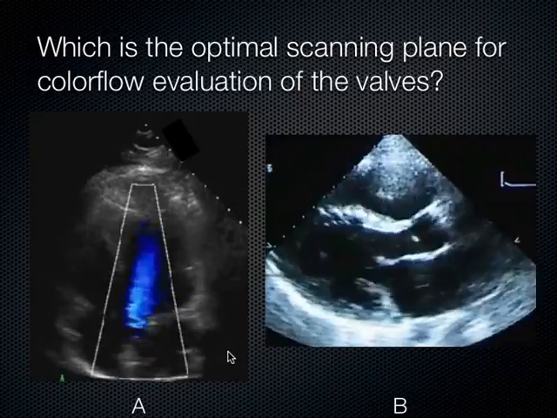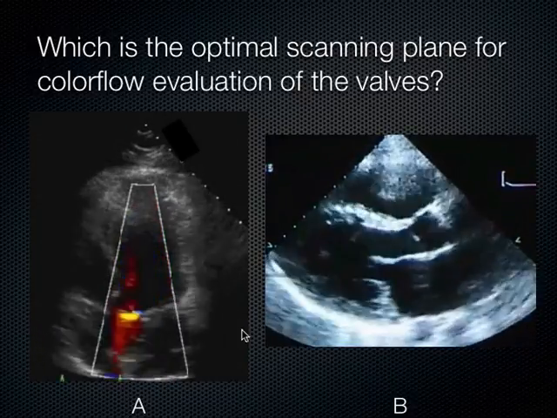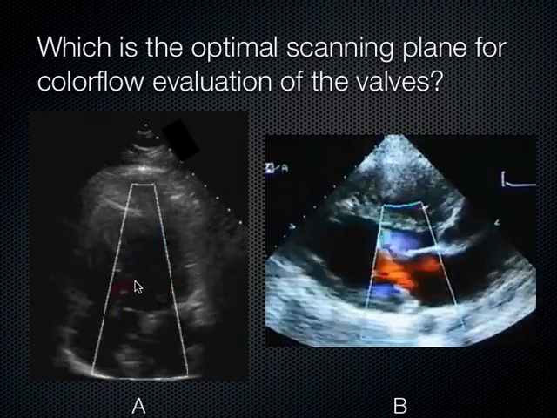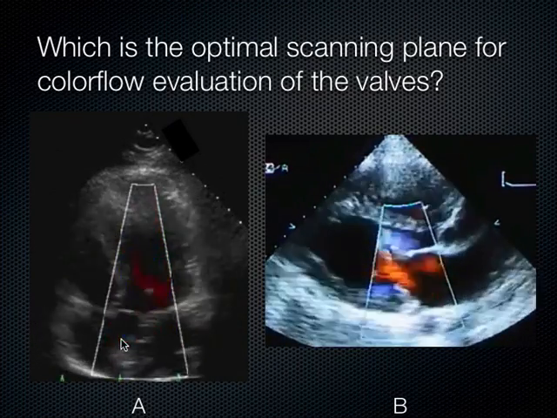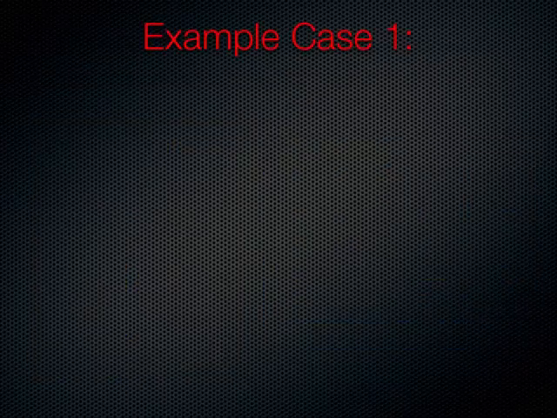So that's why this, even though we're doing it over here, it's not ideal. It's much cleaner to do it here, looking at the aortic valve here in the apical 5-chamber view. But that's the idea. You want to be parallel. So A is the answer.